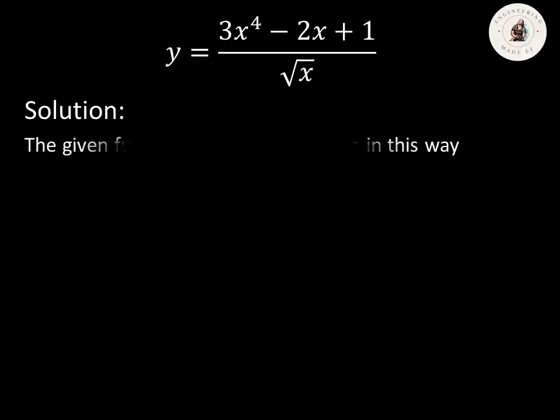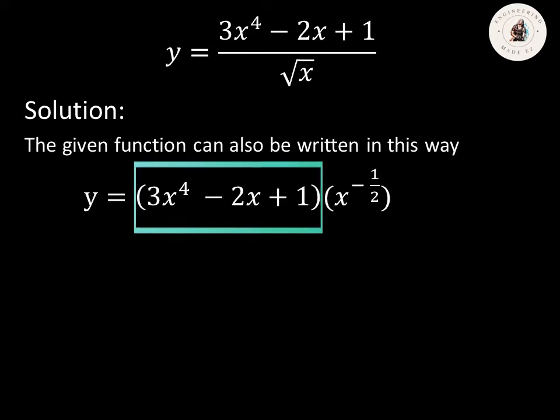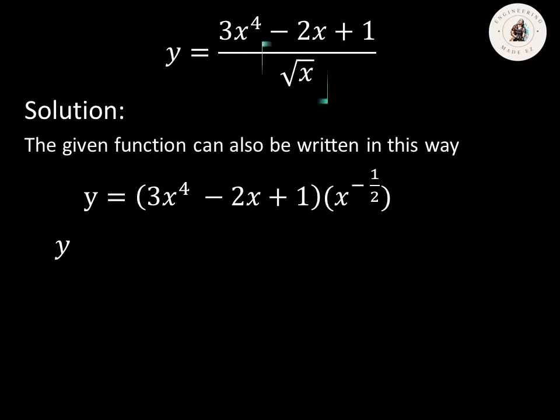Applying this concept to our given, we can rewrite y this way. So y equals, copy the numerator, 3x raised to the power of 4 minus 2x plus 1, and the square root of x will become x raised to the power of 1 half. Then to convert it into non-fractional form, the exponent for square root of x will become a negative exponent. So we're going to multiply the numerator by x raised to the power of negative 1 half.